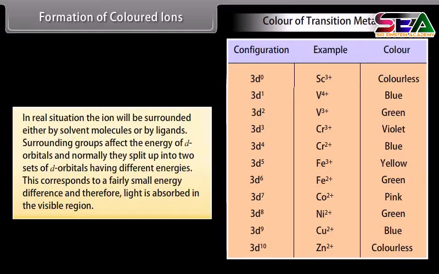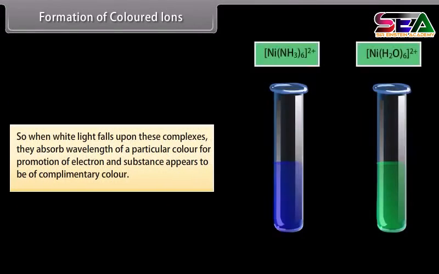different energies. This corresponds to a fairly small energy difference, and therefore light is absorbed in the visible region. So, when white light falls upon these complexes, they absorb wavelength of a particular color for promotion of electron, and substance appears to be of complementary color.